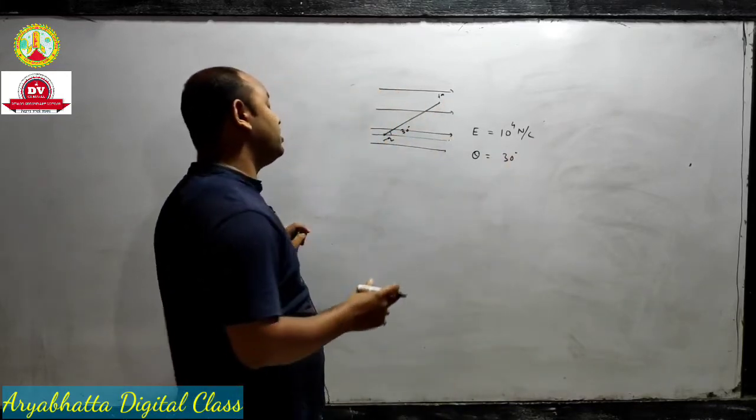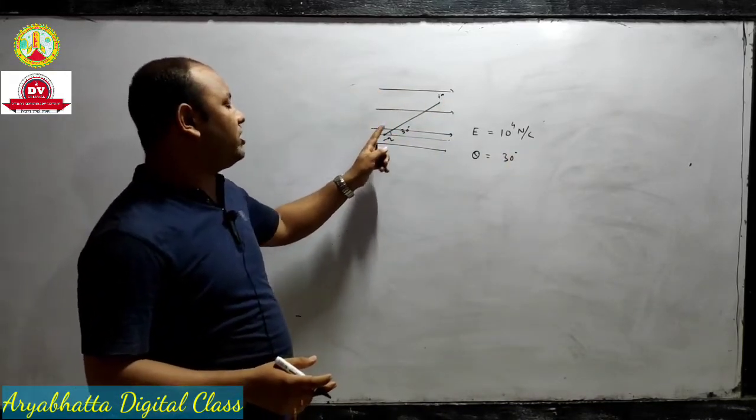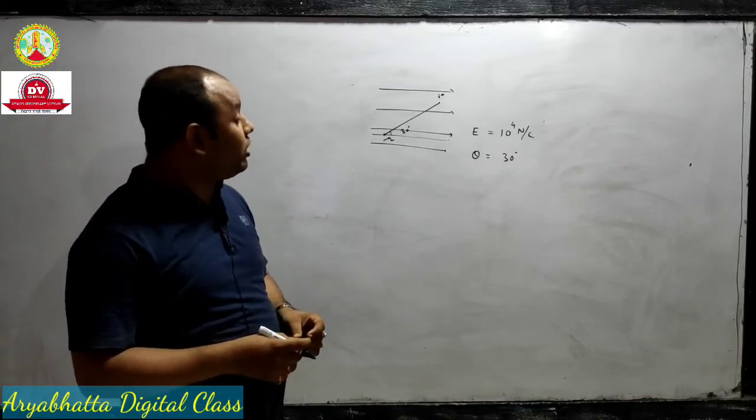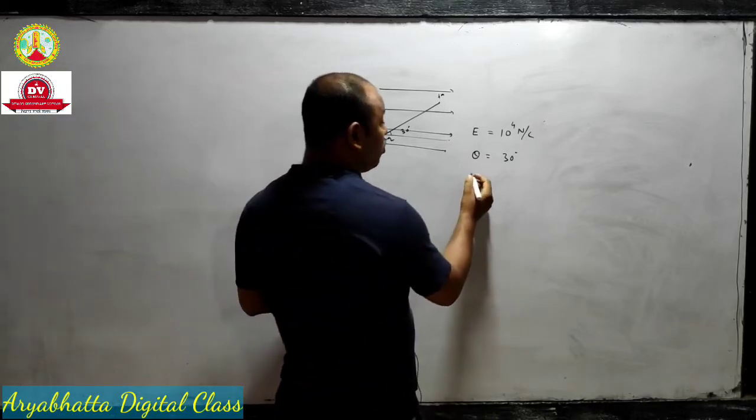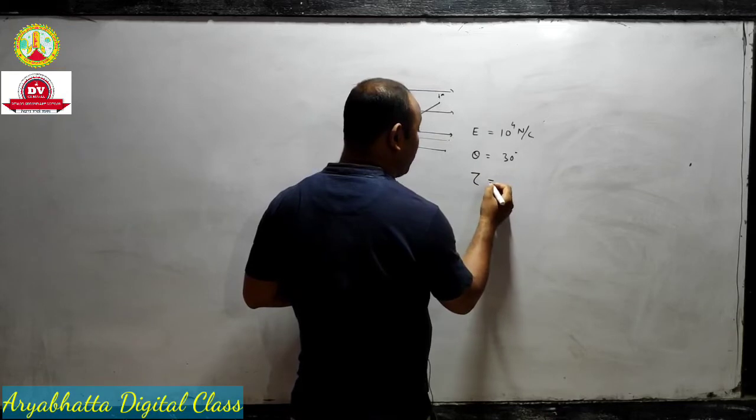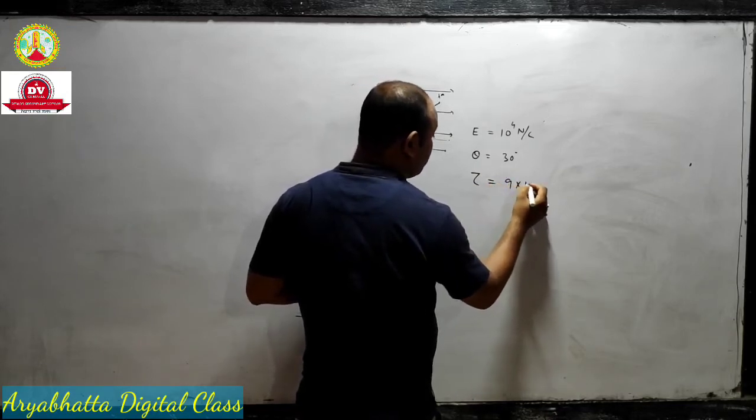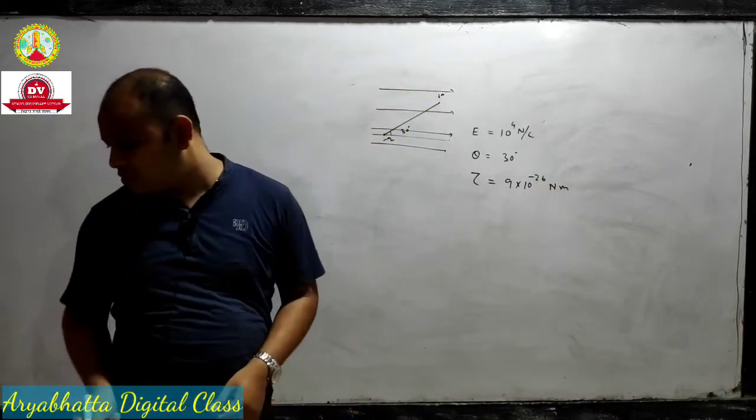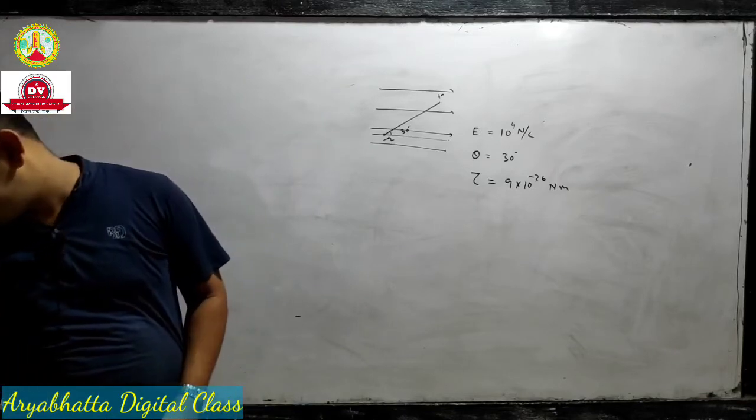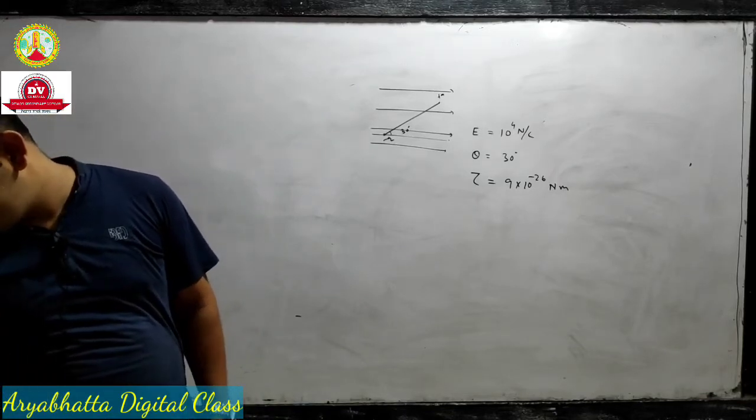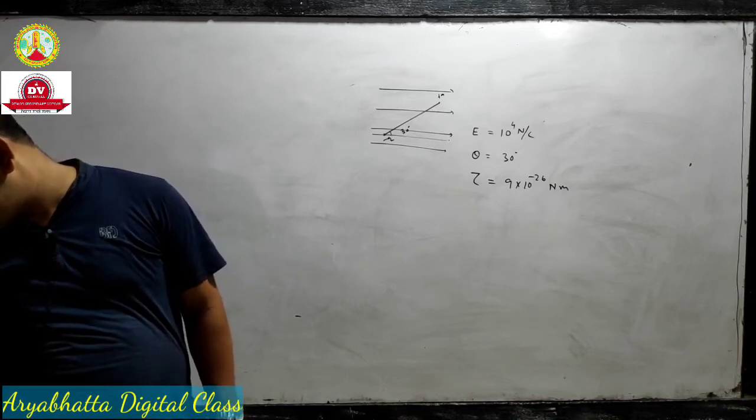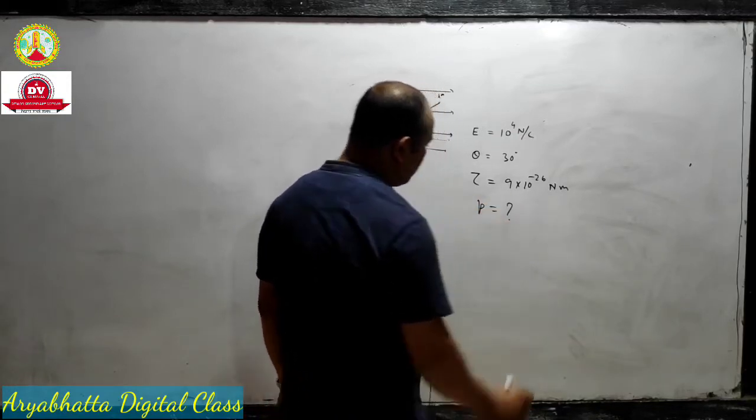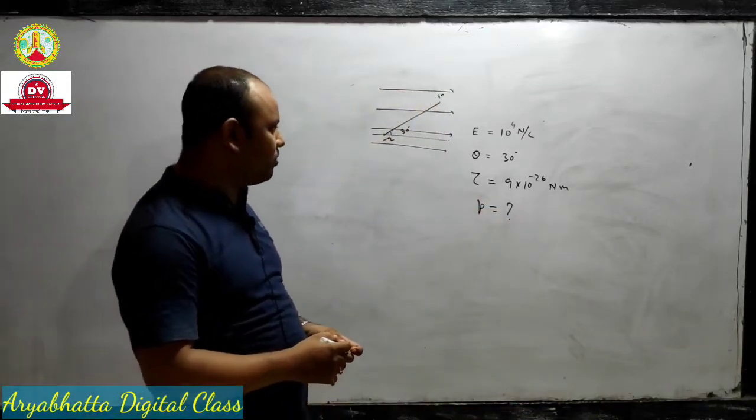That means on that electric field, this electric dipole will make an angle of 30 degrees, and the torque acting on that electric dipole is also given. The torque acting on that electric dipole is 9 into 10 to the power minus 26 Newton meter. So in this question, we need to calculate the dipole moment P.